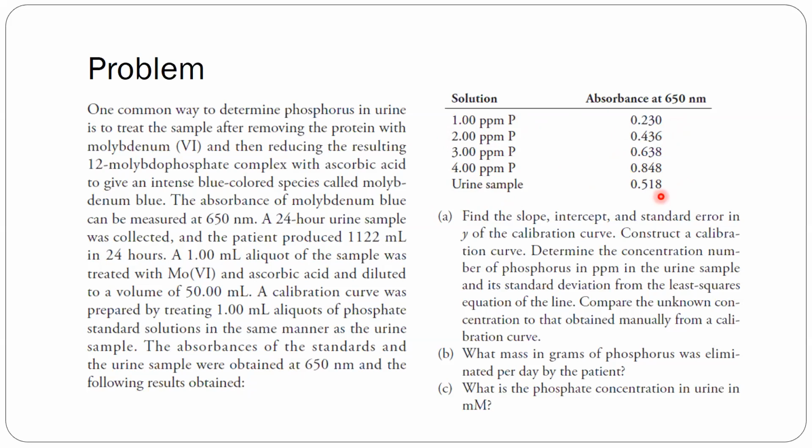So if you are not doing the calculations or the plotting yet, 0.518 is somewhere between 0.436 and 0.638. So maybe yung concentration niya is somewhere around between 2 and 3. So you can figure that out later. So ang gagawin natin, let's calculate the phosphate concentration dun sa urine ng tao.